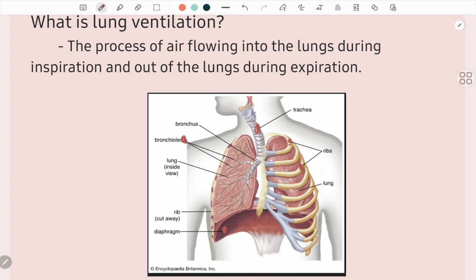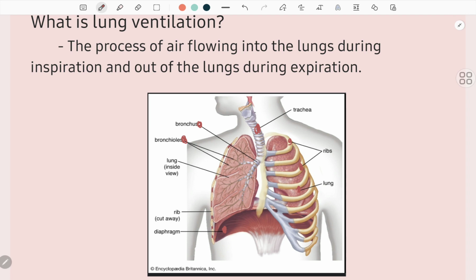The diaphragm is a sheet of muscle which is domed. It helps make breathing movements and separates the thorax from the abdomen. Then we have the bronchus, which is a large airway that leads from the trachea to the lungs. And finally, we have the lungs, the organ that allows us to breathe.